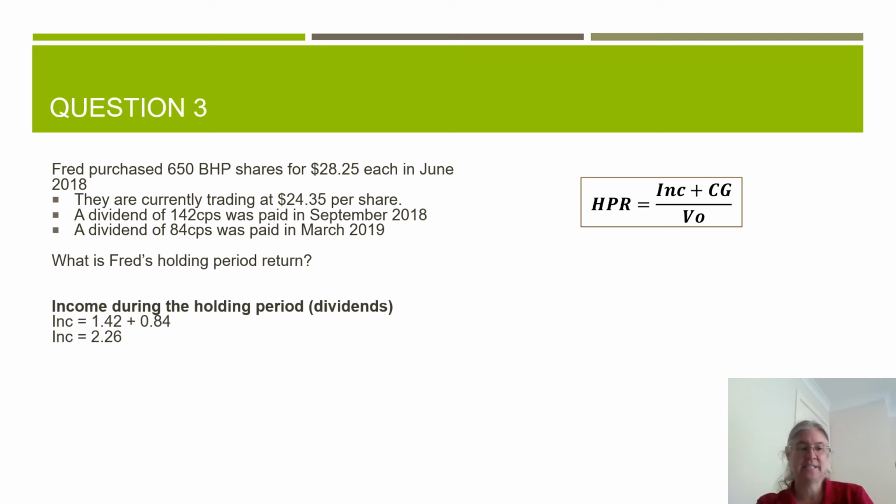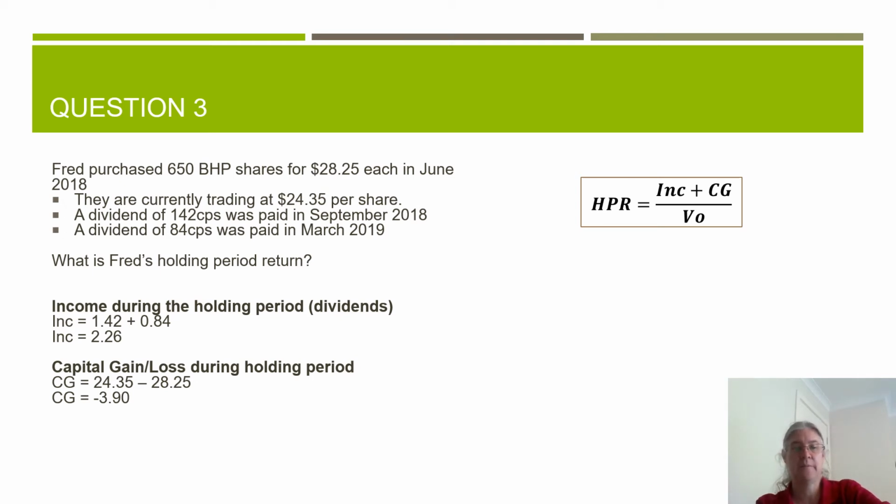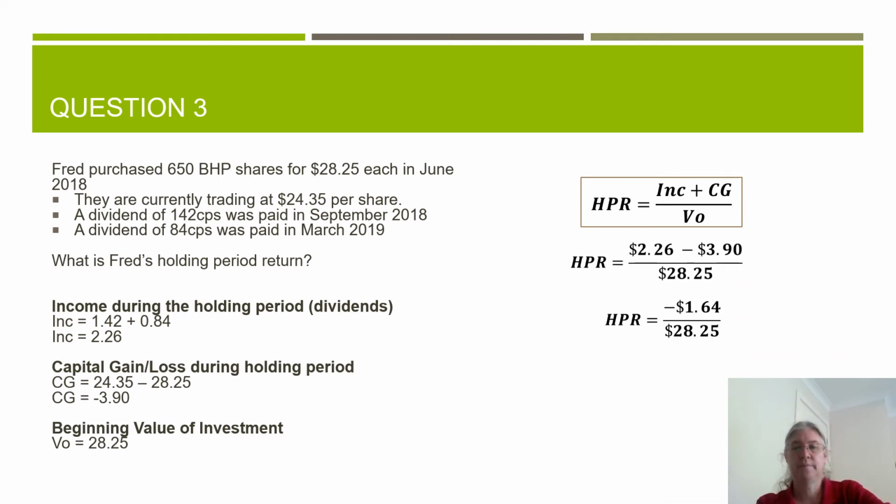Okay, income remains the same, $1.42 and 84 cents per each share, so $2.26 for each one. But this time we've got a capital loss. They were purchased for $28.25 and they're worth $24.35 now. So that's a loss of each one of $3.90. The beginning value is the same, $28.25. So if we put that into our formula, before we were showing a holding period return of 45%, now it's 5.81% and it's negative.